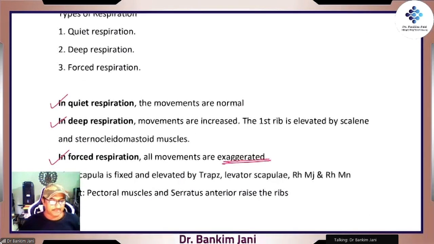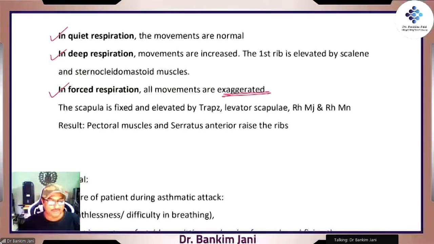Types of respiration: quiet, deep, forceful. In quiet respiration, the movements are normal. In deep inspiration, the movements are increased. The first rib is elevated by the scalene and sternocleidomastoid, which we already talked about, the muscles which pull the whole thorax up. In forced respiration, all movements are exaggerated. The scapula is fixed and elevated by trapezius, levator scapulae, rhomboids major and minor, all those back muscles which we talked about.